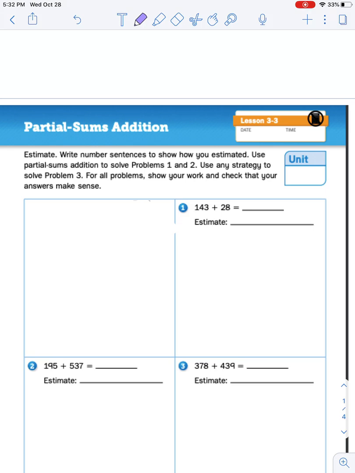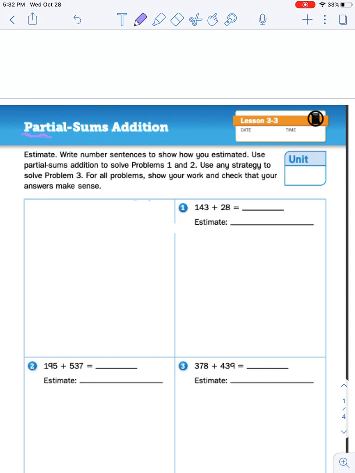Partial sums. The word partial just means, if you see the word, look, you can see the word part in here, in the word partial, and you know what a part is. It means that you don't have the whole thing. Like if you had a pizza, if you only get part of it, well, you don't get all of it. You might get a slice or two. Okay, so partial sums addition means that you're breaking apart the problem.